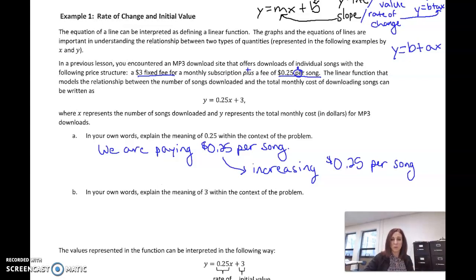All right. So in your own words, explain what the meaning of 3 is within the context of this problem. Okay? This right here, well, you can't just say it's our y-intercept because it wants to know within the context of the problem. Well, what does 3 represent? Okay? It's a fixed fee. So $3 is the fixed fee we are paying.